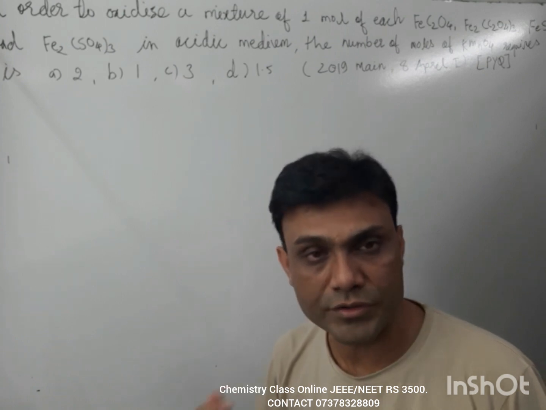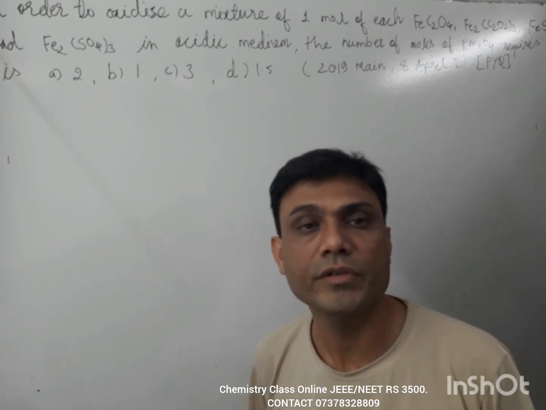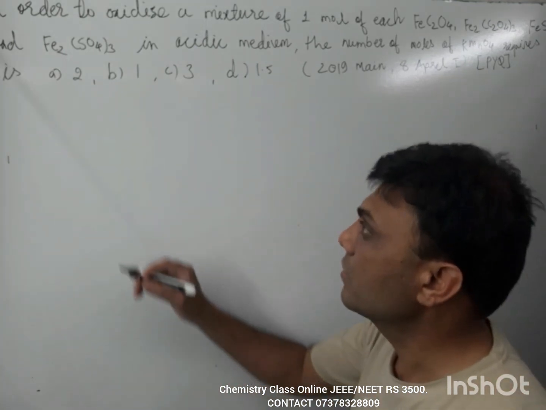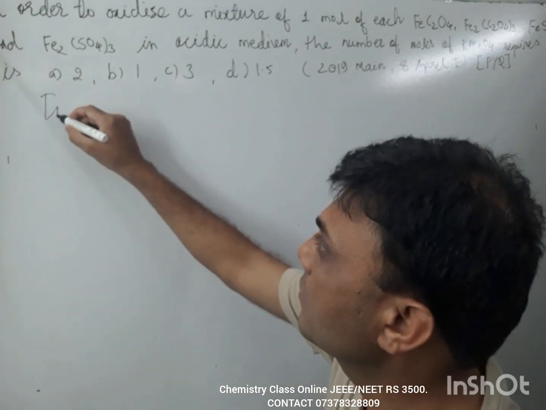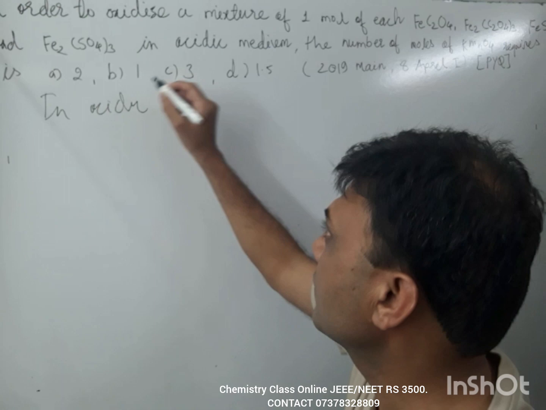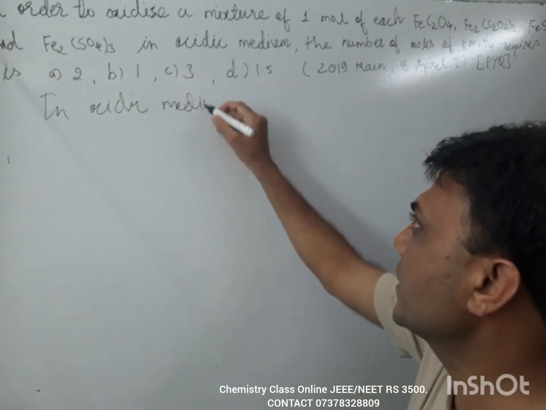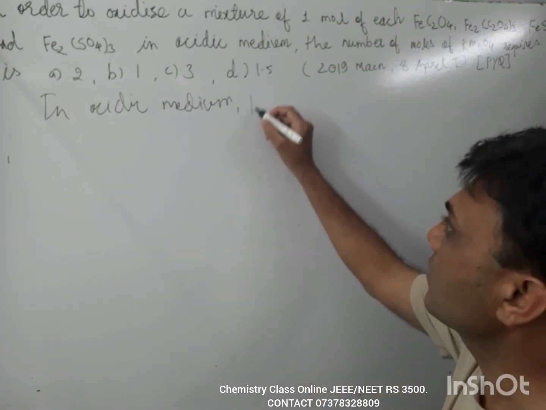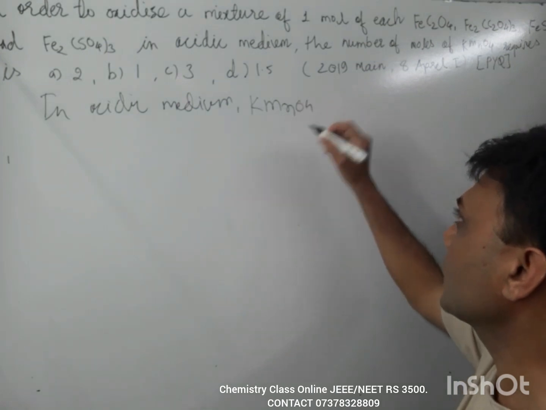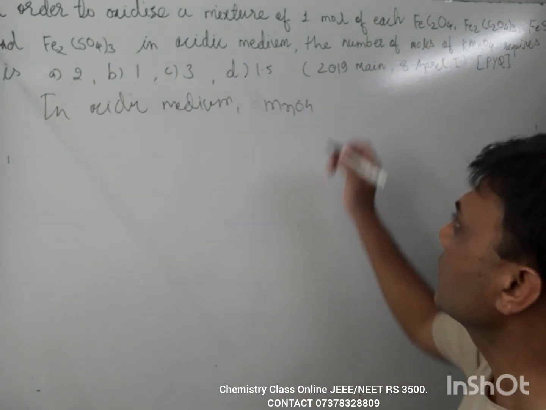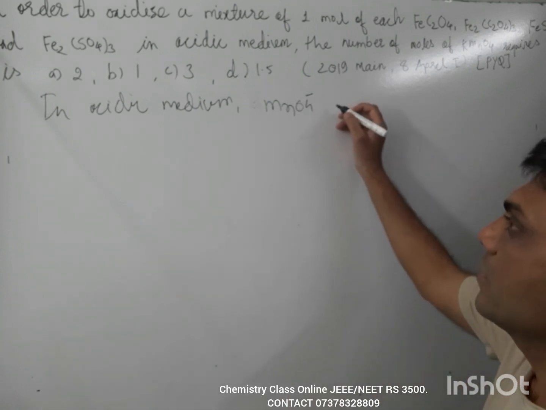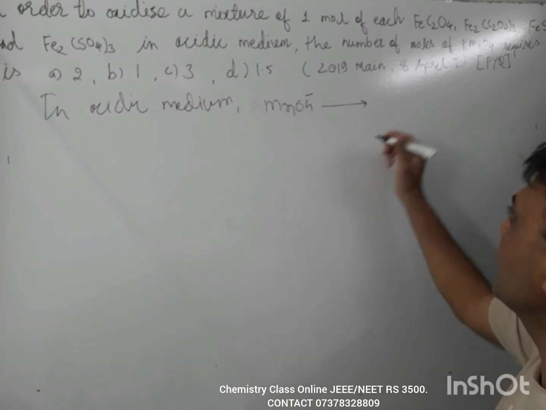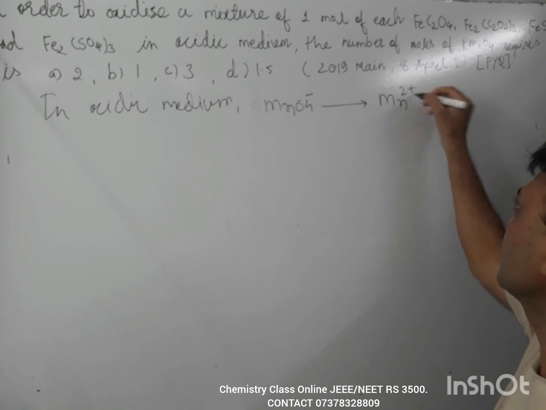Now if it has to oxidize the other 4 chemicals, it has to reduce itself. So in acidic medium, the reduction reaction of KMnO4 will be like this. For KMnO4, no need to write K, just write the MnO4 negative. In acidic medium, this will be reduced to Mn2 positive.